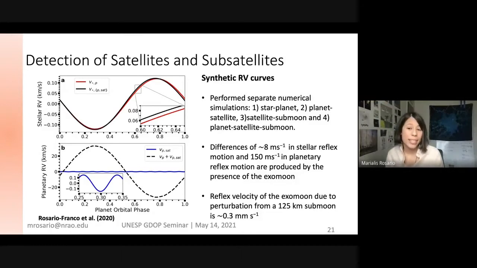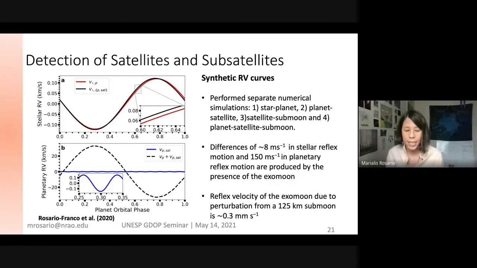And what we can see in the reflex velocity there is that it definitely contributes. But when we move on to the reflex velocity of the exomoon due to the perturbation of a submoon, it's extremely small and cannot be measured.